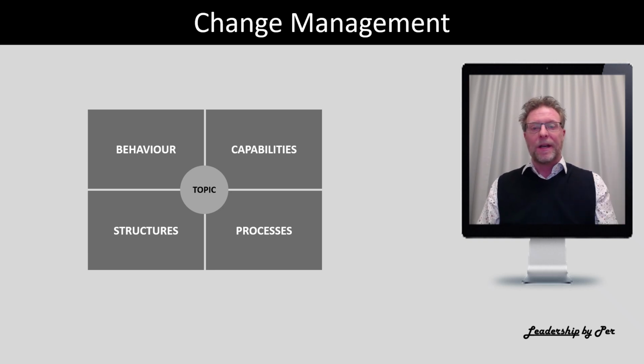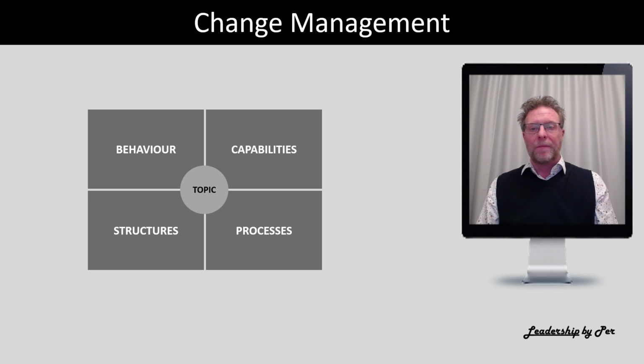The third area is structures. This covers organization, governance, and roles, as well as informal networks. These are the frameworks that shape how work is organized and how decisions are made. Clear and aligned structures support effective execution.